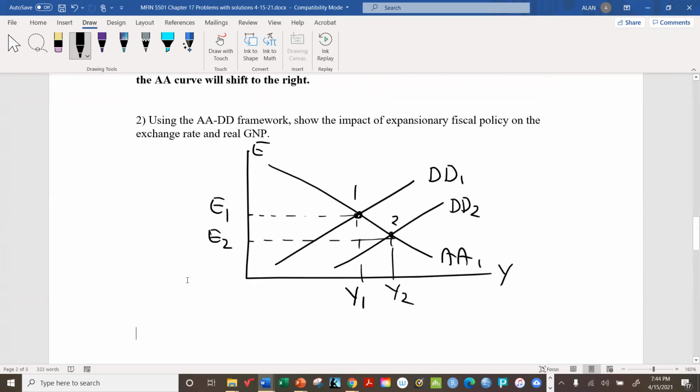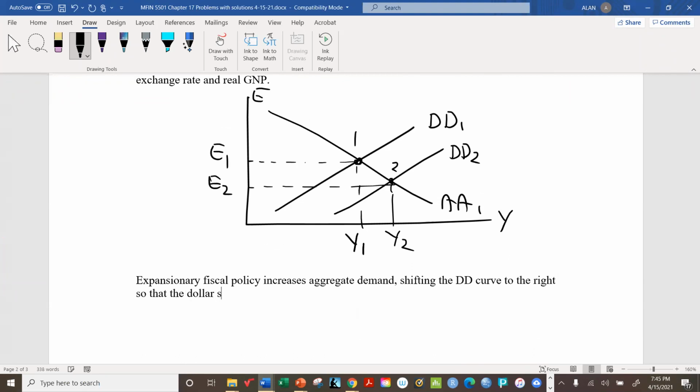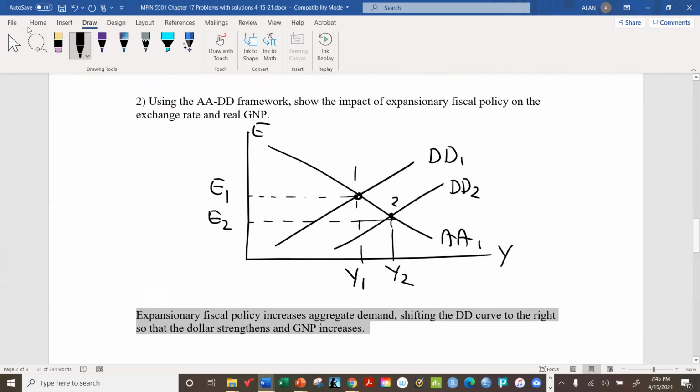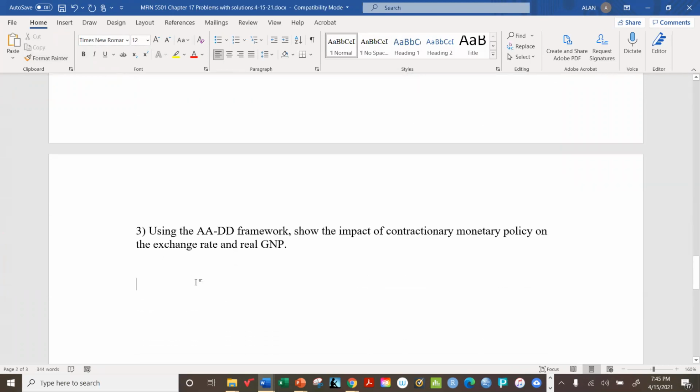And of course, because expansionary fiscal policy increases what we call aggregate demand, shifting the DD curve to the right, the dollar strengthens and GNP increases. Beautiful. That's it. Okay. Now we're going to consider the case of contractionary monetary policy.